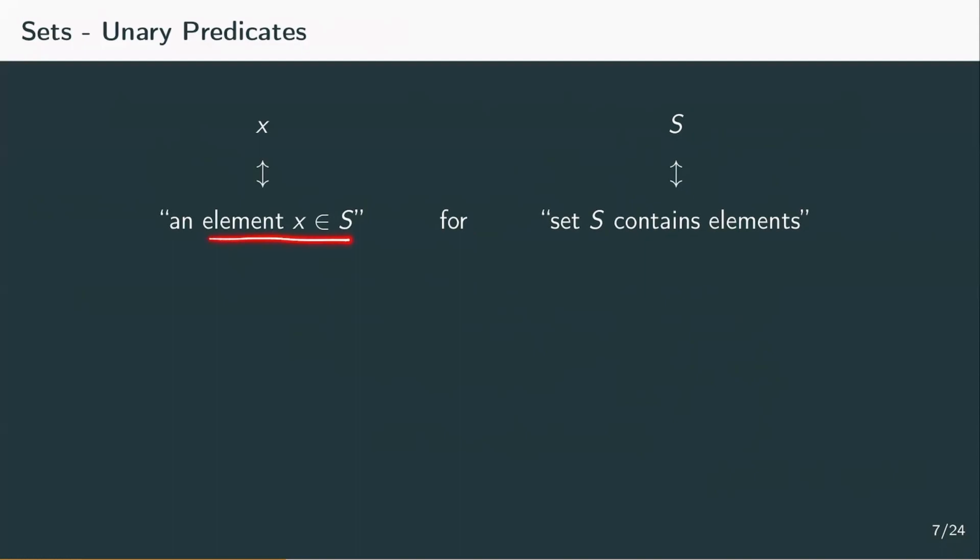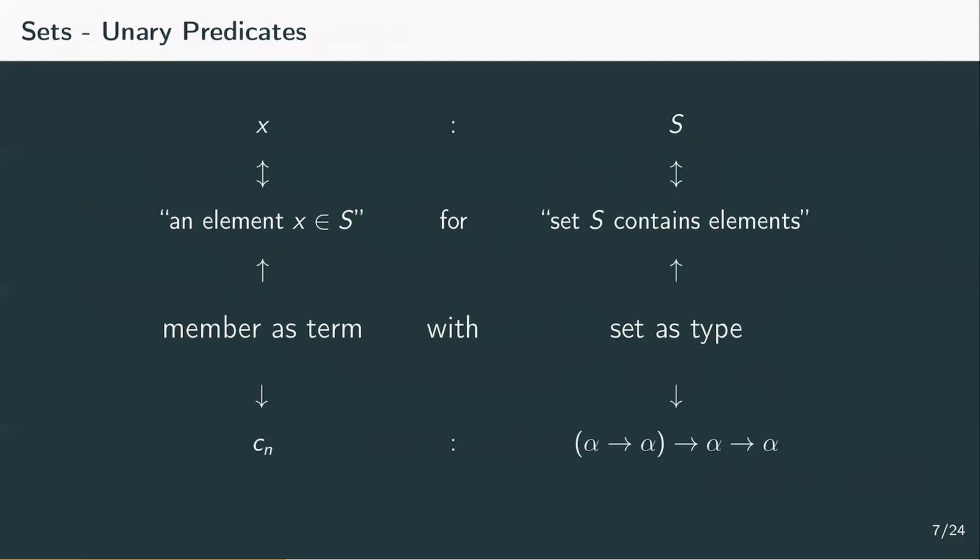To express this in the lambda calculus, we construct the set S as a type, and whenever we have a member of that set, it will be a term inhabited by that type. Let's take the set of Church numerals as an example. In the simply typed lambda calculus, all Church numerals have the same type, alpha to alpha to alpha to alpha. So this type represents the set of Church numerals. And whenever we state that a Church numeral like Cn has this type, we express that Cn is in the set of Church numerals, and therefore the set of Church numerals is not empty.